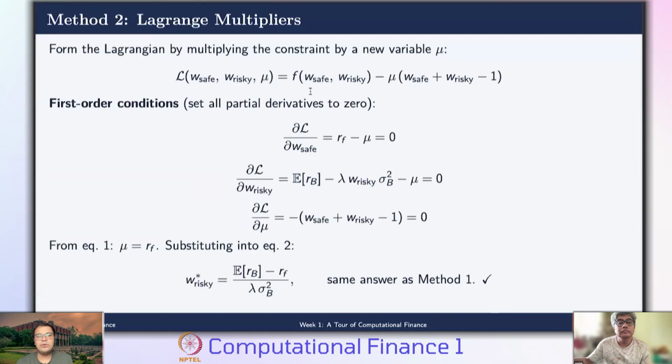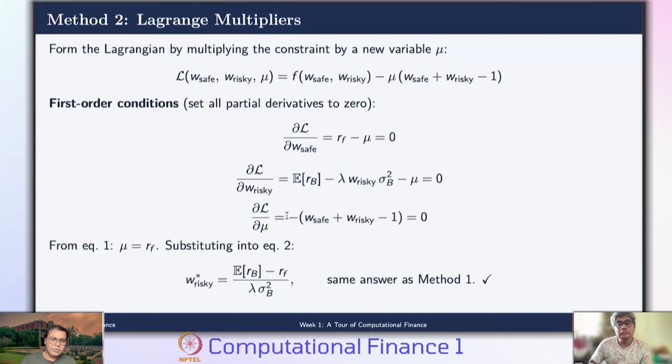After that, the next step is to take first order conditions. This is taking the partial derivative of the Lagrangian with respect to the three variables, W safe, W risky, and mu, and setting them all equal to 0. You should do this with pen and paper, but you end up with these expressions. Then you have three equations in three unknowns: W risky, W safe, and mu. If you solve that, you end up with this expression, which is the same as we found in method one.